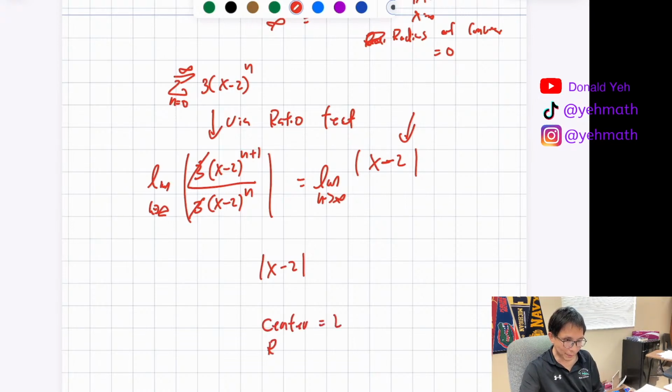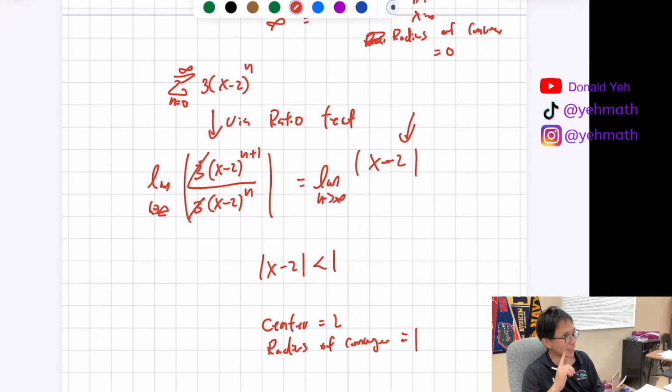What's my radius of convergence? Remember, if you do the ratio test, it has to be less than what? Less than 1. So what's my radius? My radius is 1.